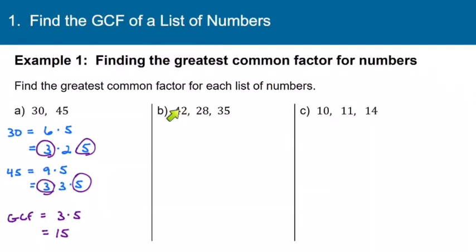Now let's look at part B. So in part B we have 42, 28, and 35. And this time, instead of going all the way to the prime factors, I'm just going to factor each number kind of intuitively, and we'll use the prime factors if we need to. So when you think of 42, you probably think of 6 times 7 first. That's what most people think of. And then 28 would be 4 times 7. And 35 is 5 times 7.